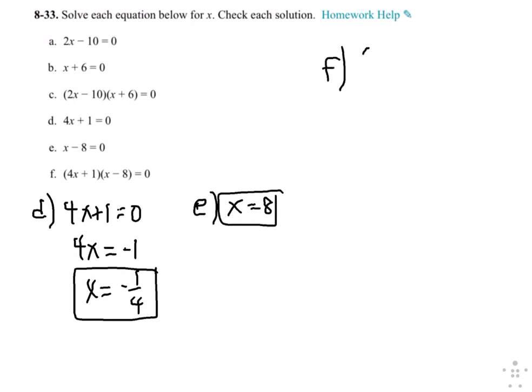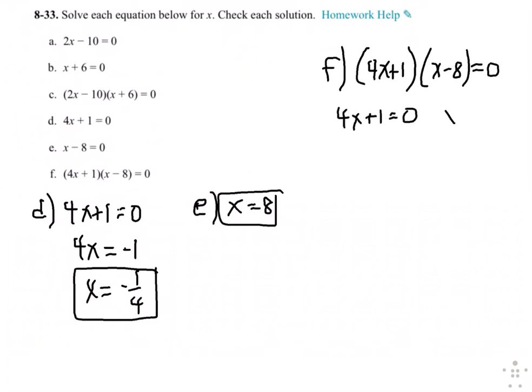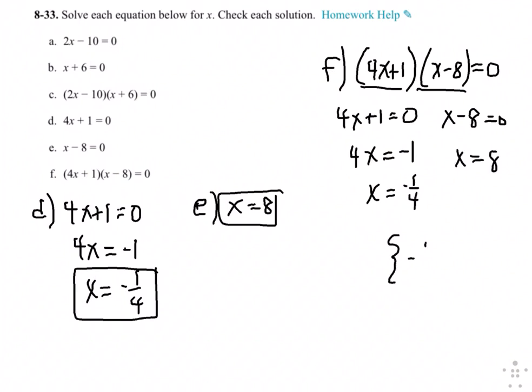We're saying that 4x plus 1 times x minus 8 equals 0. So that means either 4x plus 1 equals 0 or x minus 8 equals 0. Again, because we're multiplying those two together, and we're getting 0. So one or both have to be 0. So 4x equals negative 1, x equals negative 1/4, and x equals 8. So this one, both solutions would make that equal to 0.